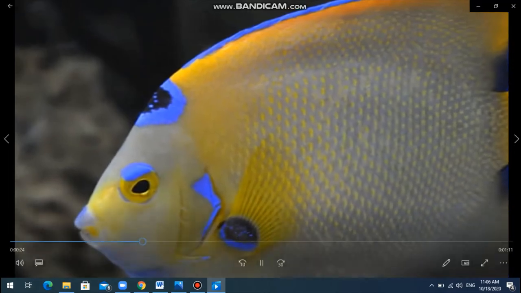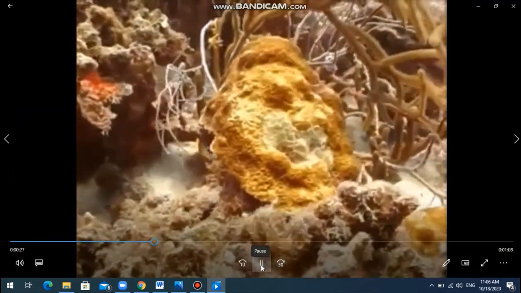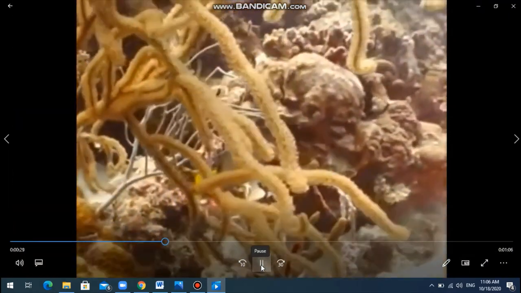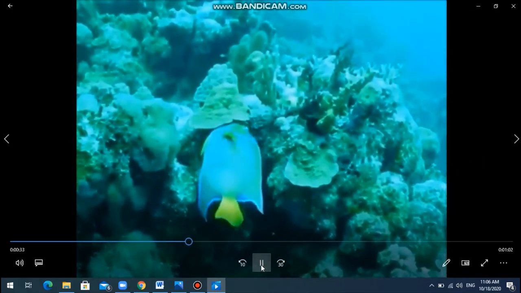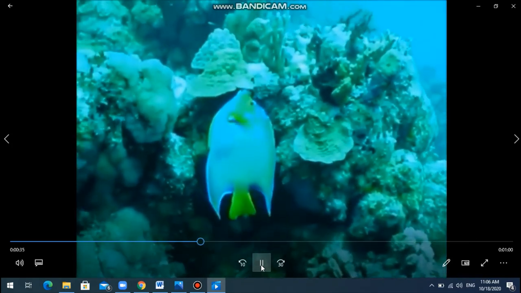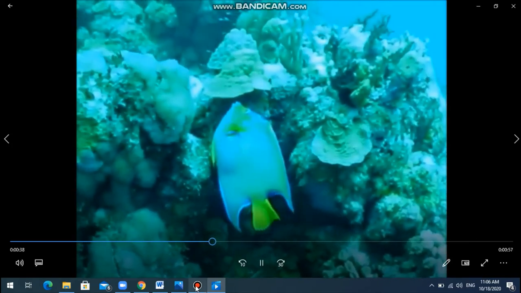An angelfish mother lays many eggs. So the angelfish have their young by laying eggs.